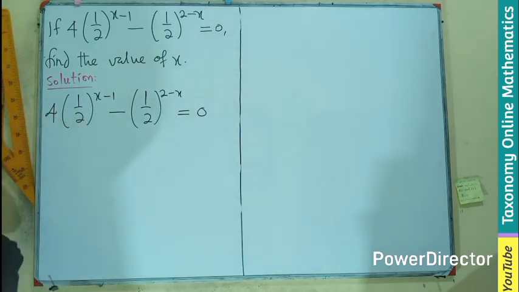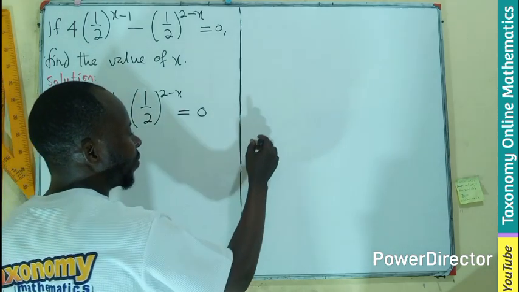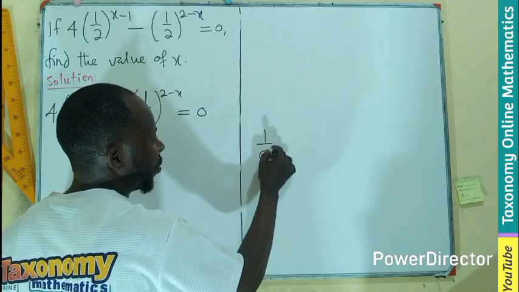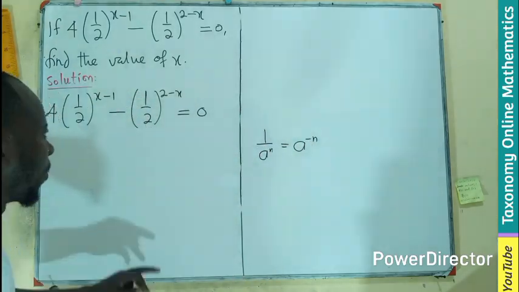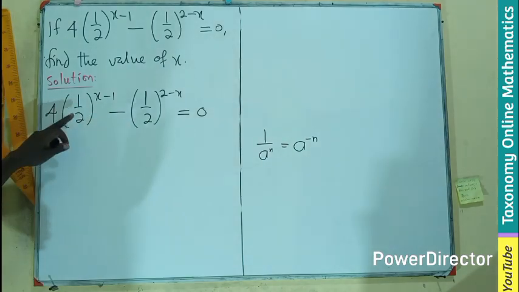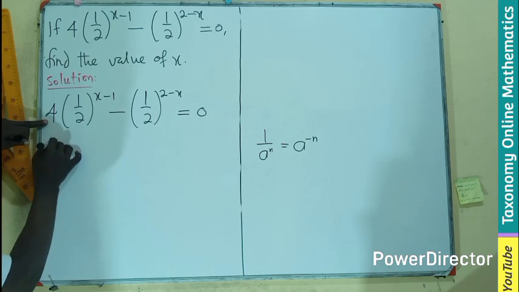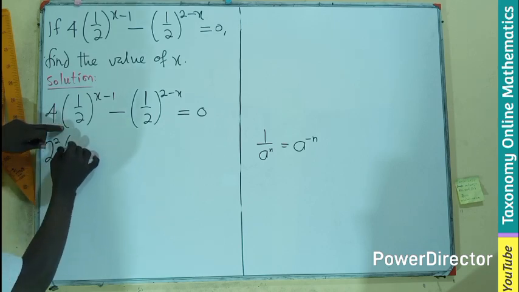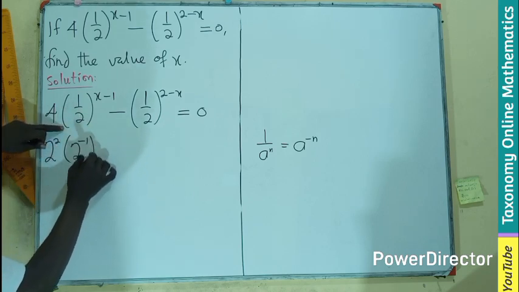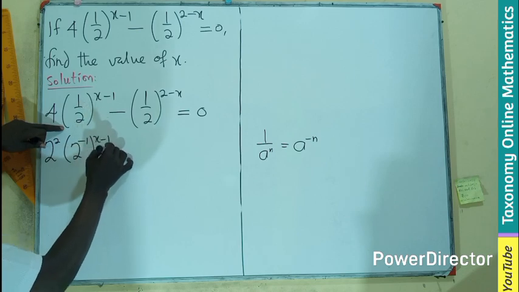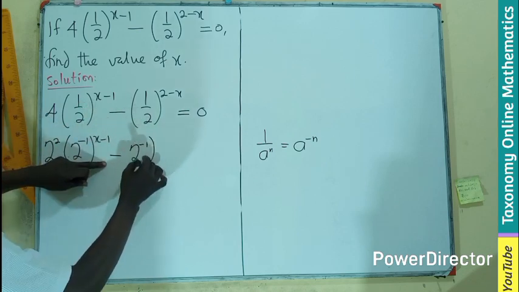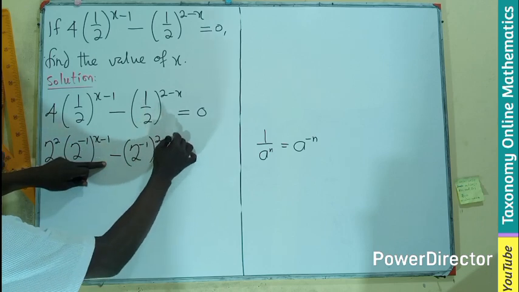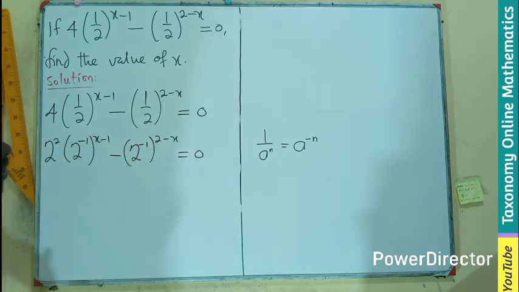I can see that from the laws, if I have 1 over a exponent n, it becomes a exponent negative n. So I'm going to apply that in a bracket. And since it is going to be base 2, the 4 is also changed to base 2 to the power 2, multiplying base 2 to the power negative 1, the power of x minus 1 follow. This is also 2 negative 1 as a power, multiplying 2 minus x equals 0.